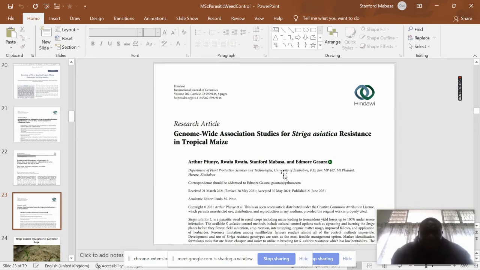Again, this paper, Genome Wide Association Studies for Striga asiatica Resistance in Tropical Maize. This paper tried to identify genes which are responsible for resistance in maize. And actually, this paper is based on an MSc thesis done by Rwafa here at UZ.